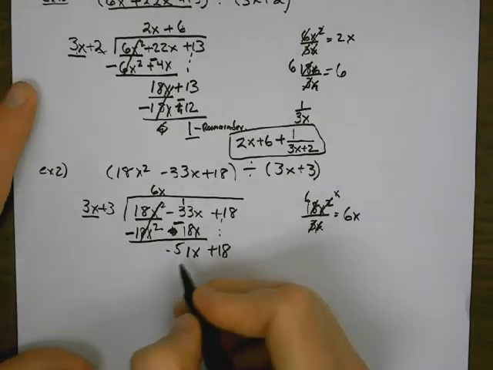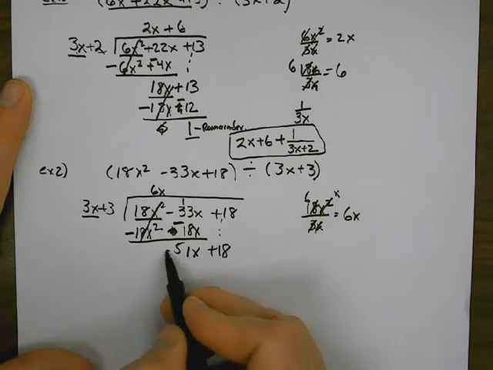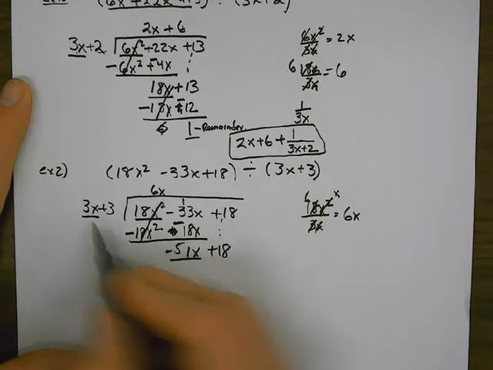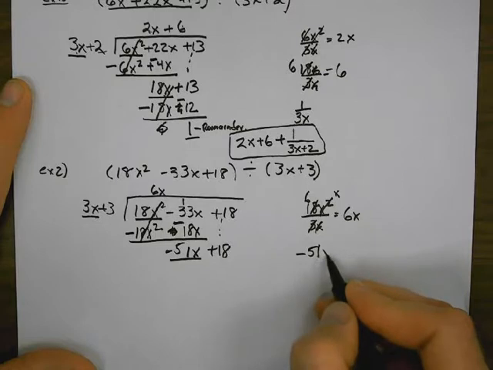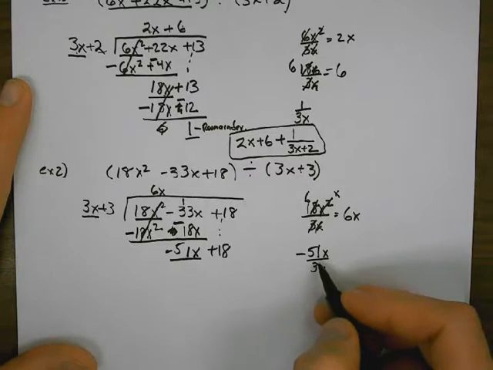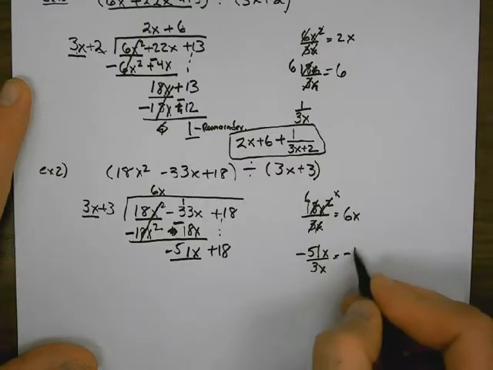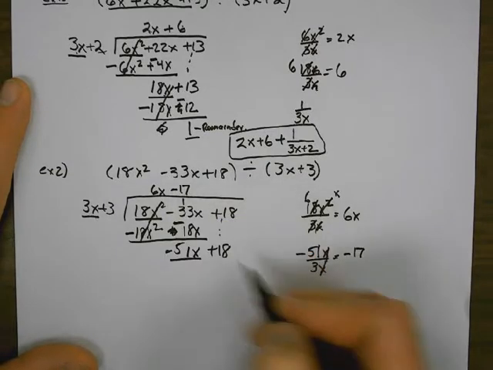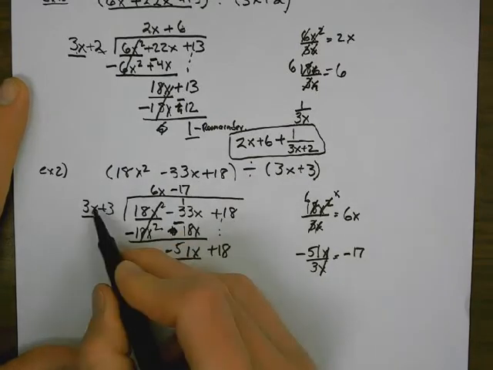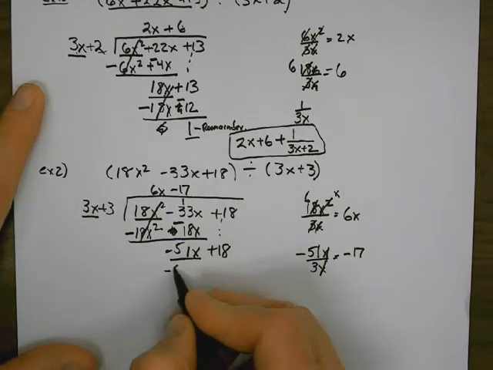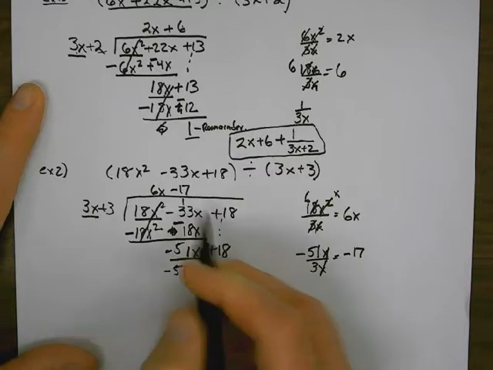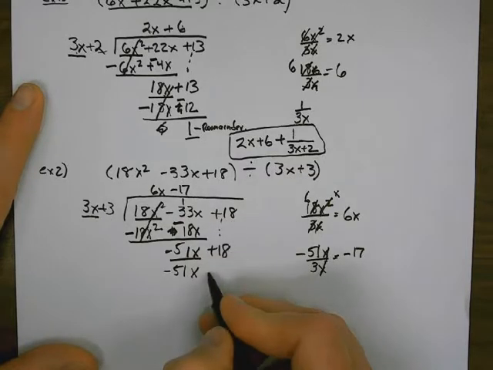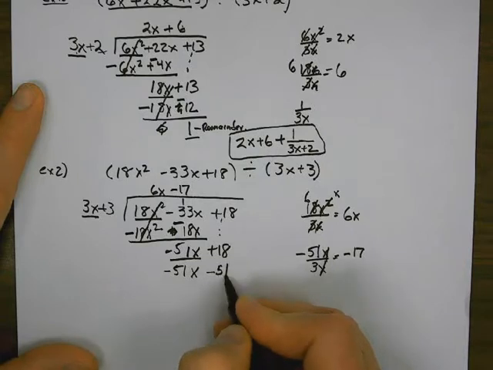Okay, so the next division problem I have to do is I have to divide negative 51x by 3x. So I have negative 51x by 3x. Now I know 3 goes into 51, I think 17 times. So if I divide those, I get negative 17 and the x's cancel. So the next term is negative 17. Now I have to multiply negative 17 times 3x. That's negative 51 x's. Negative 17 times positive 3 is negative 51.